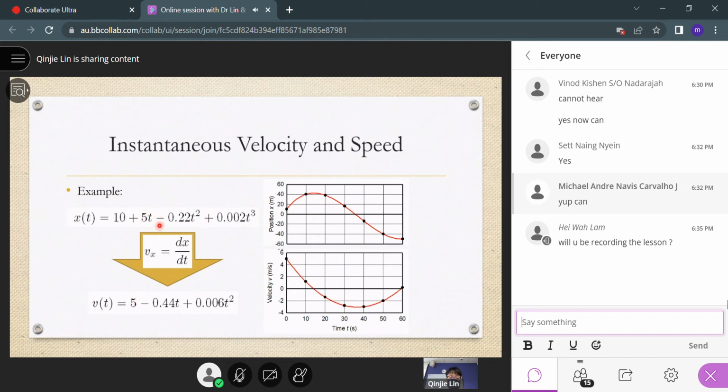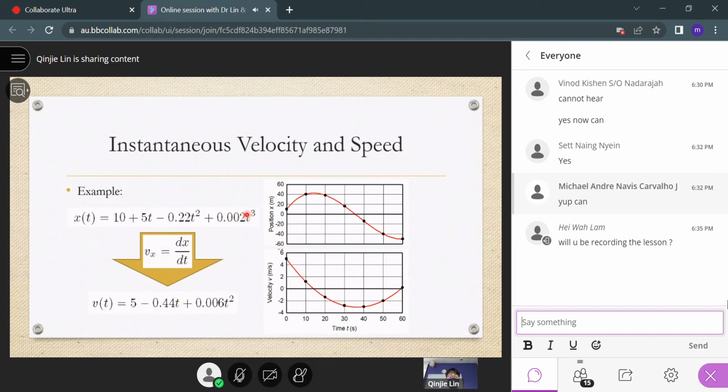Next term is a negative 0.22 t squared. How do you differentiate this? The power you bring down, then this power reduced by 1. Remember? Rings a bell, right? So if you bring down, you're going to get minus 0.44, and then the 2, you reduce by 1. That's why it becomes t.